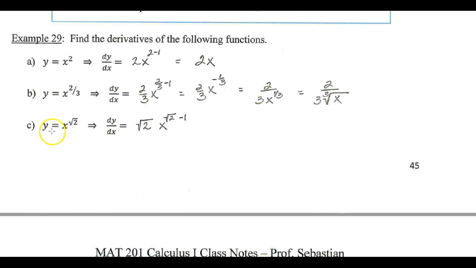Part C: what if I have x to the square root of 2? There's really nothing more I can do than bring the square root of 2 down. When I take this derivative, I bring the square root of 2 down, and then subtract 1 from that: x to the square root of 2 minus 1. I can't simplify this anymore unless I were to write square root of 2 as a decimal, but then it's no longer exact, right? 1.414 forever, non-repeating. Even if you did that, you'd write a few decimal places. It's not exact anymore, so we just leave it like this.